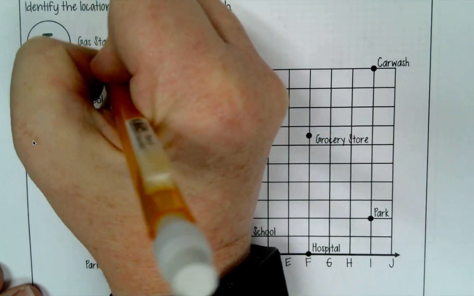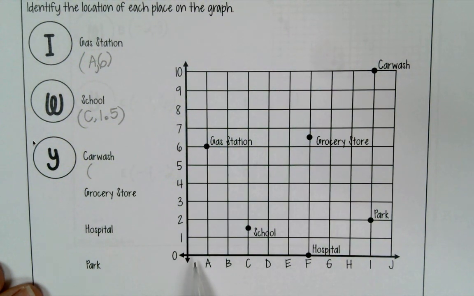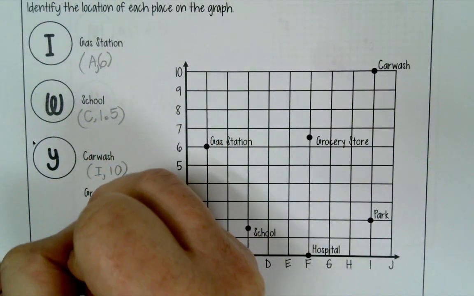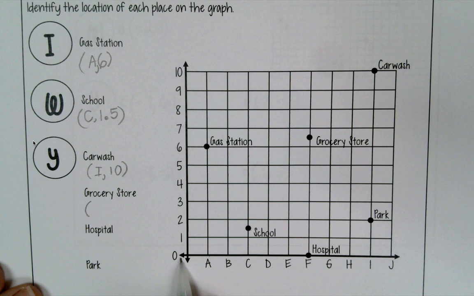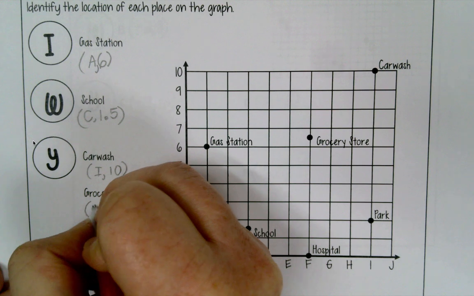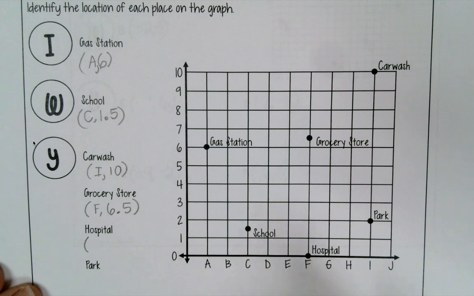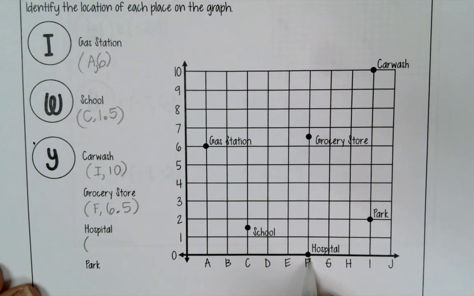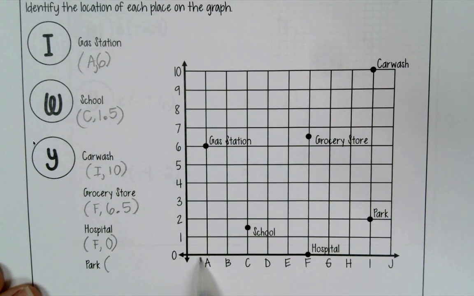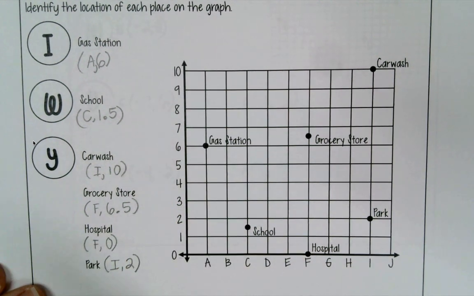That's what I should have done. The car wash, I-10. The grocery store, F, and then 6.5. The hospital is letter F, and we don't go up at all, we just stay, so it's 0. F, comma 0. And the park, going to I, up 2. And there you have it, my friends.